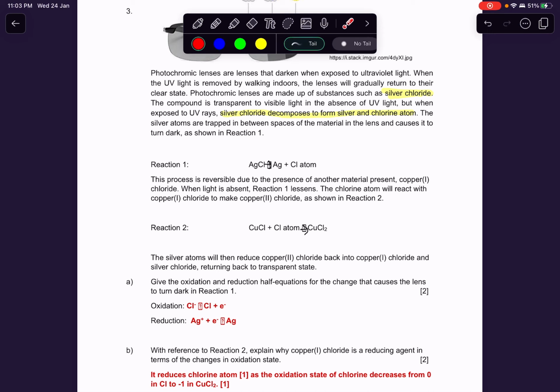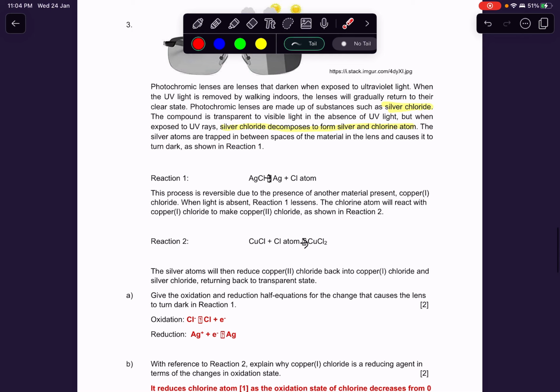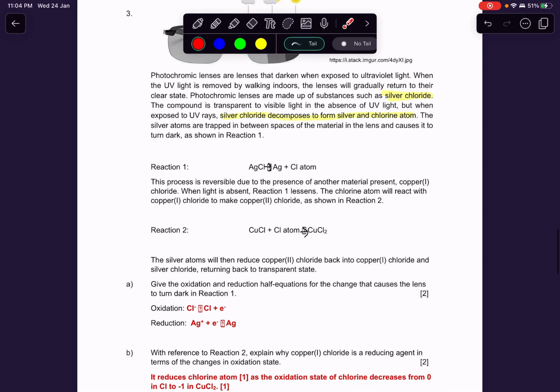So you look at reaction 1, they give you AgCl, which will decompose, right? So which part is this? Silver chloride decomposes to form silver and chlorine atom. You have silver chloride forming silver and chlorine atom. And they say it is reversible. It's reversible due to the presence of another material, copper 1 chloride. When UV light is absent, reaction 1 lessens.